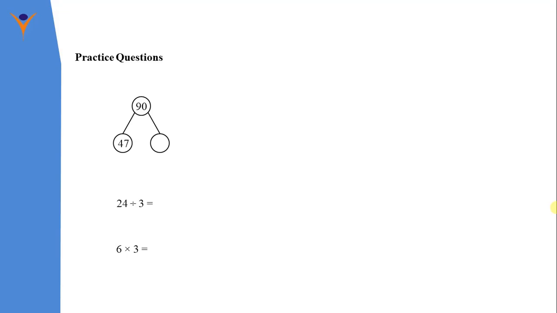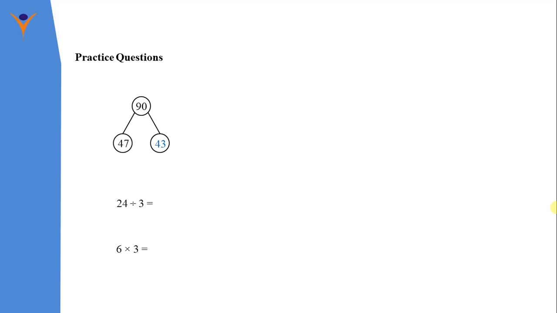Alright, welcome back. So how well did you do? If you did your work correctly, then in the first one, you have a nested diagram. The whole shows 90 and a part of it shows 47. For you to get the other missing part, you would do 90 subtract 47, and that gives you 43.